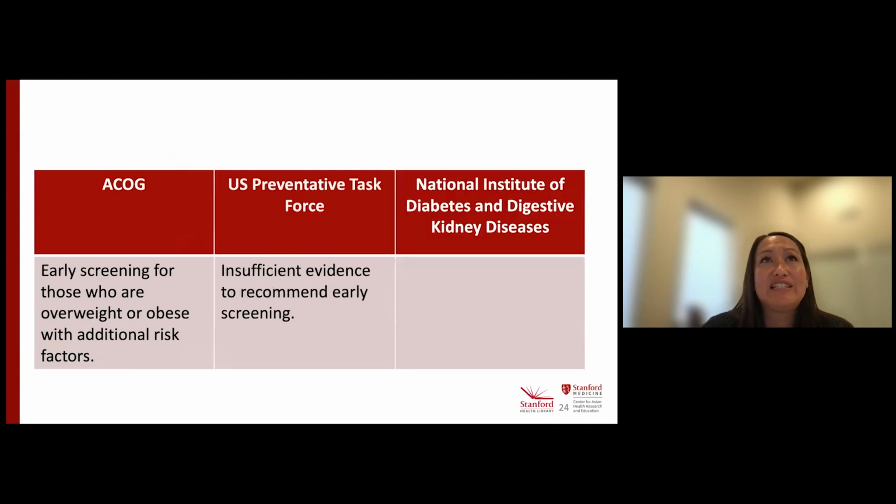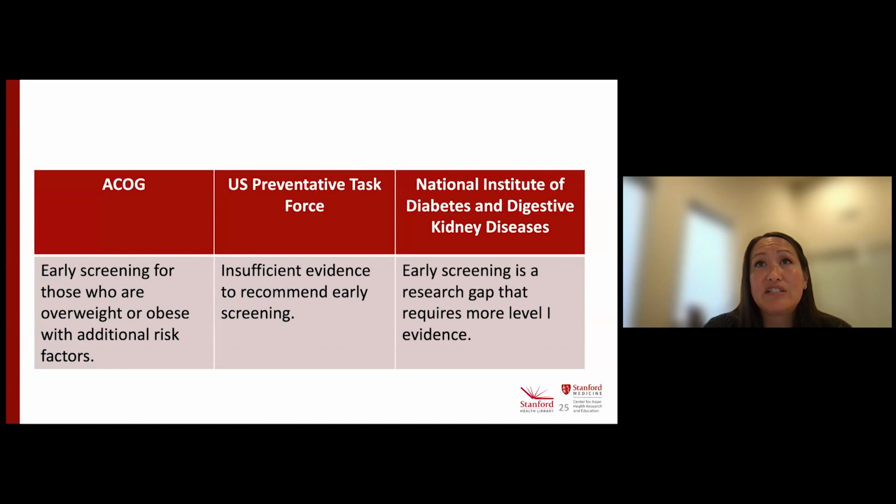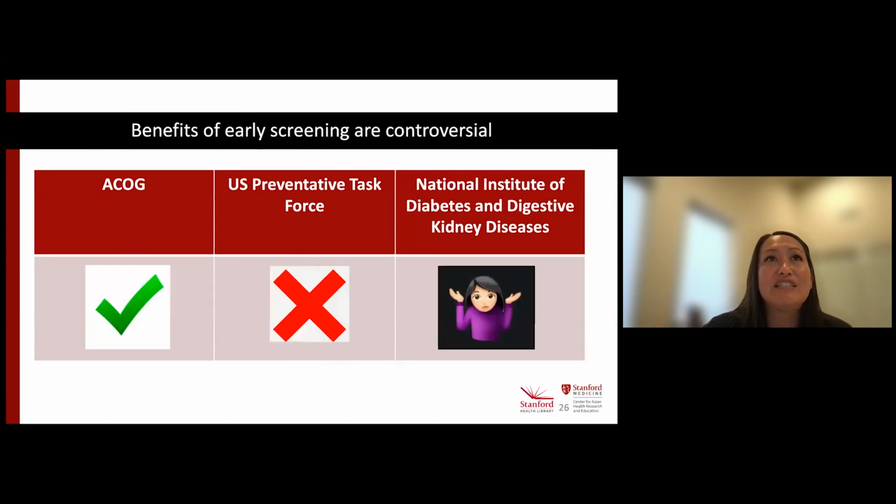And then the National Institute of Diabetes and Digestive and Kidney Diseases says that early screening is a research gap that requires more level 1 evidence. So really you have these three bodies. ACOG says yes to early screening. The US Preventive Services Task Force says no, don't do it. And the National Institute of Diabetes and Digestive and Kidney Diseases says we need more evidence and we don't have a stance.